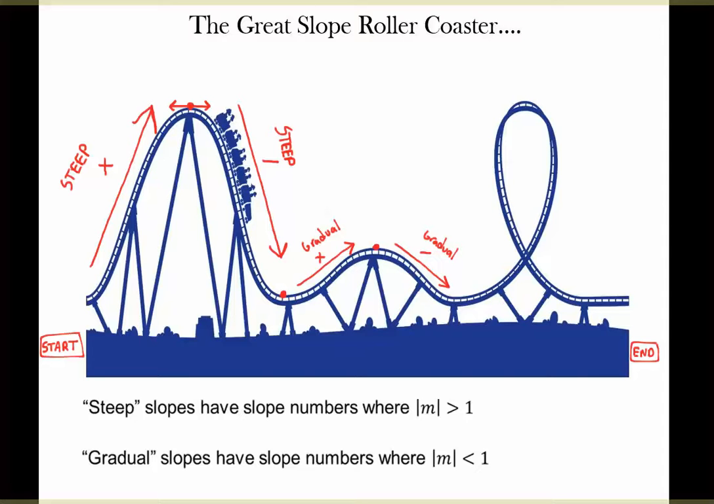And so when we look at the graph of a line, I'm going to want you to imagine where this thing would fall on the roller coaster. Is it going up or down? Is it positive or negative? Is it steep or gradual? And the numbers are going to match up with those concepts, okay?